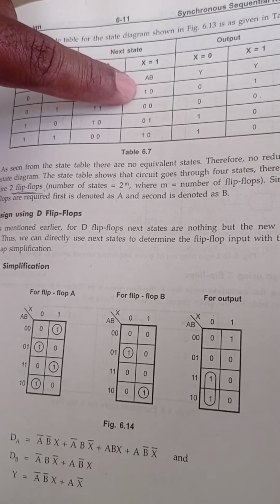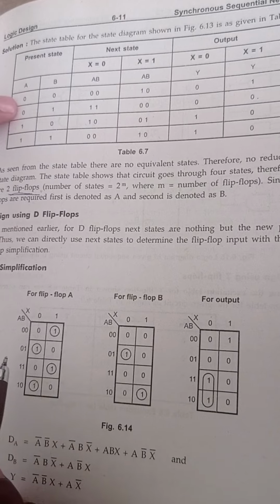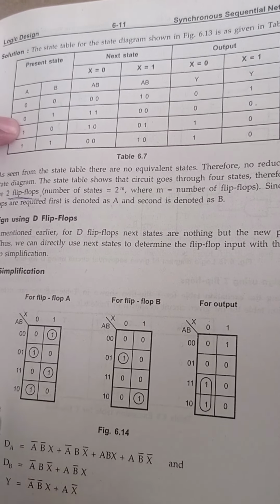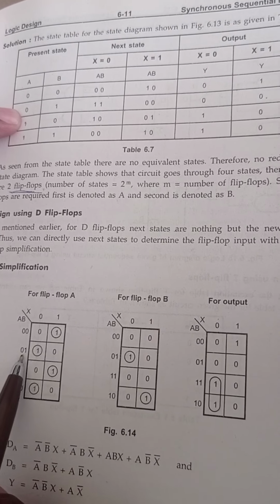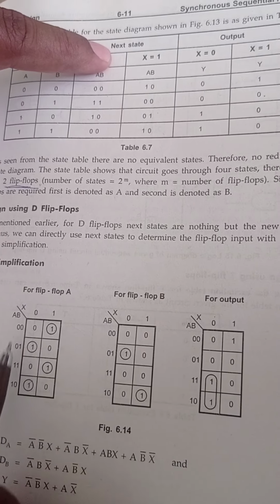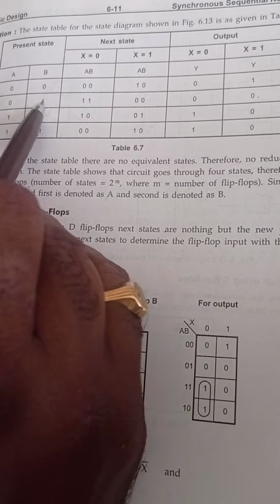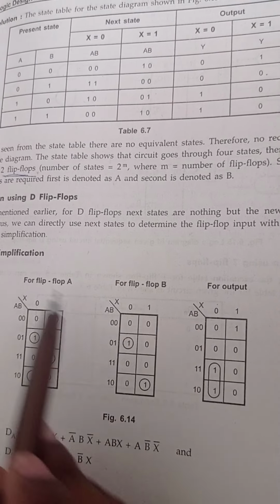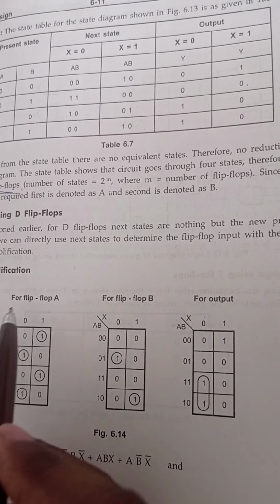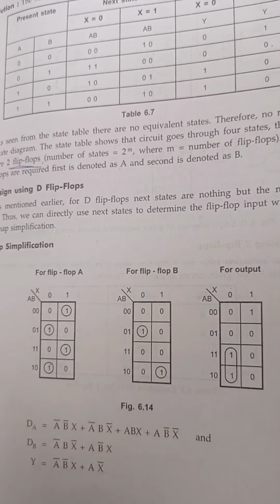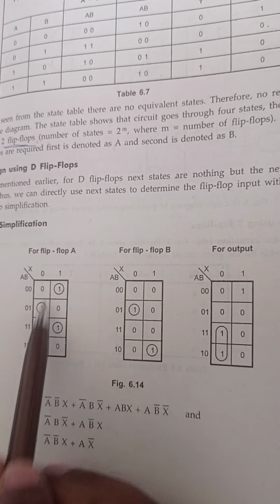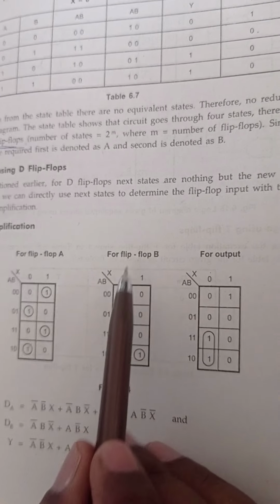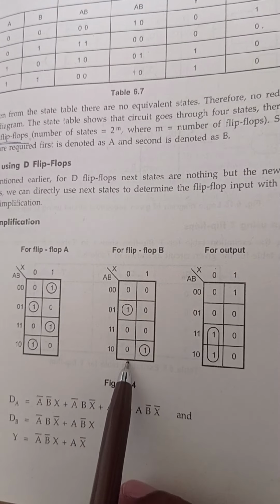What is the next state? 1. For example, 0 0 1. Now we will consider 0 1 0. What is the next state? 1. The next state is like this. We have to find out, using K-map, the inputs to the A flip-flop. Similarly, we can find out the inputs for the B flip-flop.